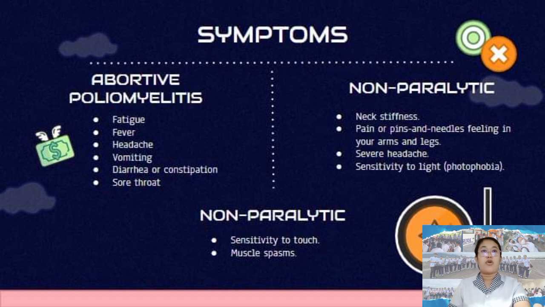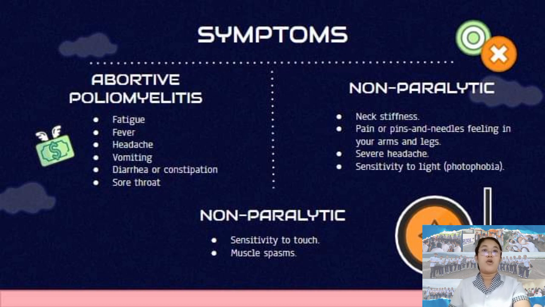Symptoms of abortive poliomyelitis include fatigue or tiredness or lack of energy, fever, headache, vomiting, diarrhea or constipation, or sore throat. Sore throat is part of the signs and symptoms of polio since poliovirus, which is the causative agent of poliomyelitis, is a human virus that usually lives in the human throat or intestine.